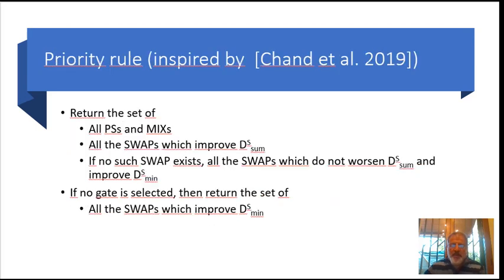The priority rule mentioned earlier is instead inspired by what has been proposed in Chand et al. 2019. It basically consists in returning the set of all eligible phase shift and mix gates together with the eligible swaps that improve the dsum key value. If no such swap exists, then we consider the swaps that at least do not worsen the dsum but do improve the dmean key value. In case no such swaps exist, we content ourselves by considering the swaps that improve the dmean value regardless of dsum.